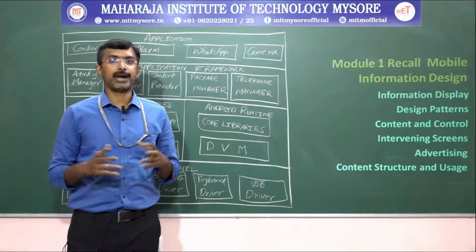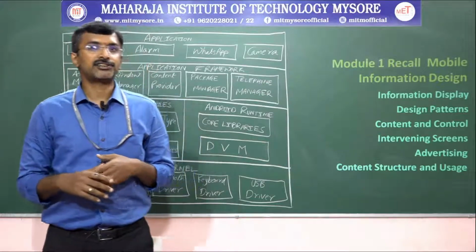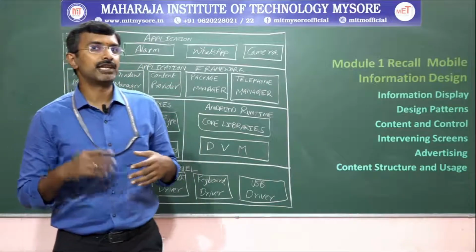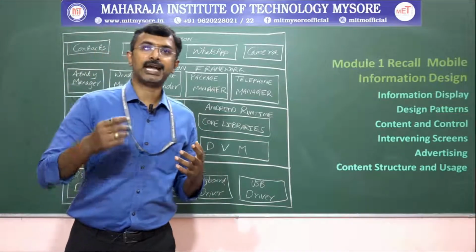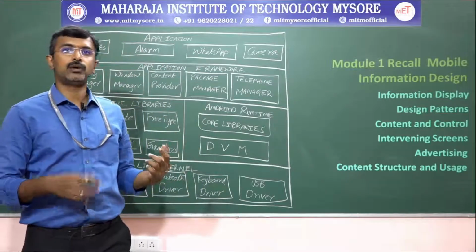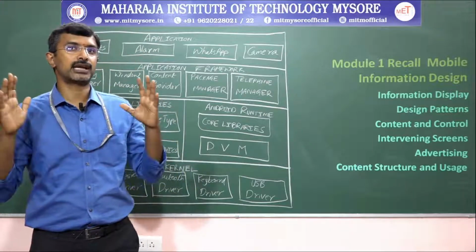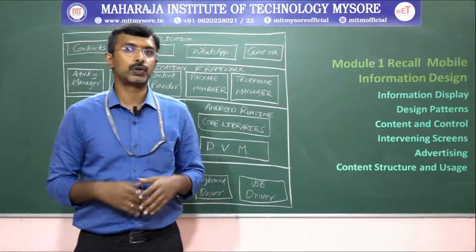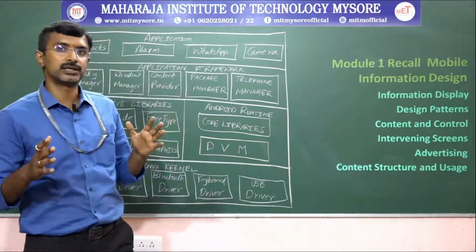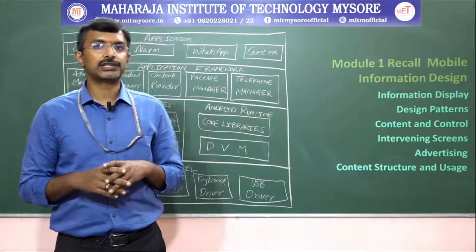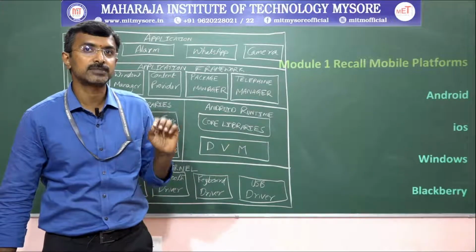Then we looked into design patterns, the various design patterns available for better information display. Then content and control. Then we looked into intervening screens, the different kinds of screens for when there is idle time or some process is running behind. How exactly can the screen convey to the user that something is happening? Then we looked into the advertising part, in which area it is good to advertise without disturbing the user. Then the content structure and usage. These are all exclusively about information design with respect to the UI.